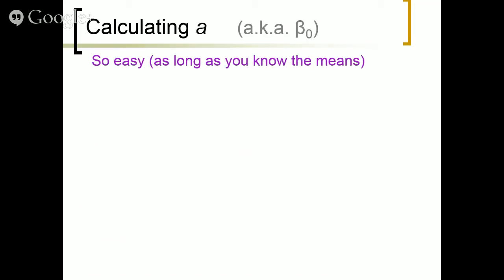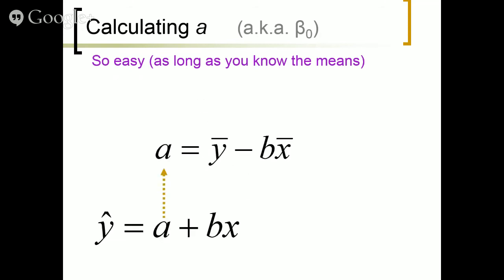So calculating A now, this is very easy as long as you already know the means of the two variables. A is just the y mean minus B times the x mean. So it's just the intercept. Another way you can do this is if you have enough information, you can just set the x value to 0 and see what happens with A. So there's a number of ways to skin each of these cats, so to speak. So you've got your equation here, and A is just going to be the B you already figured out times the x mean, that quantity subtracted from the y mean.